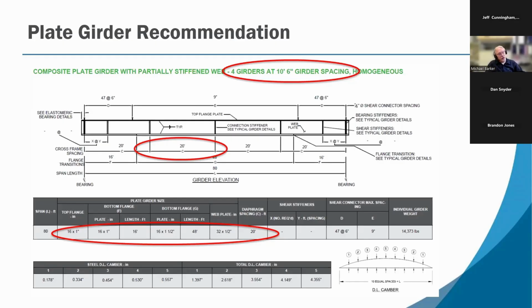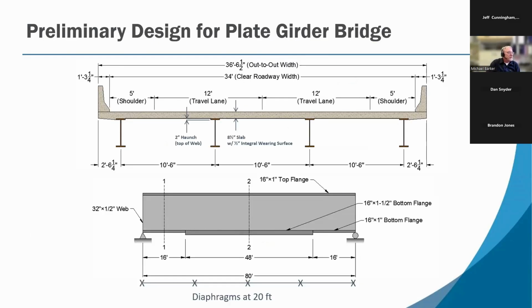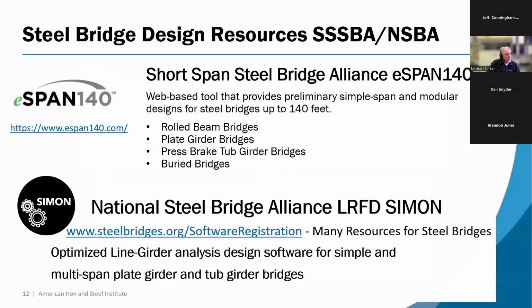And so now we have 2 steel solutions that we can put on the table and say, okay, which one should we bid or should we build? And so eSPAN will give us that preliminary design in just a matter of minutes so that we can look at the competitiveness of steel versus other types of bridges.